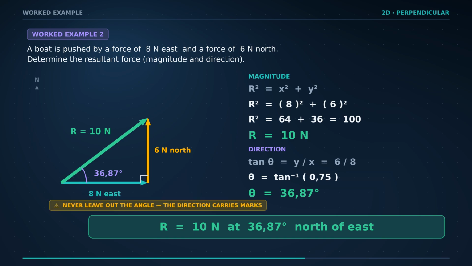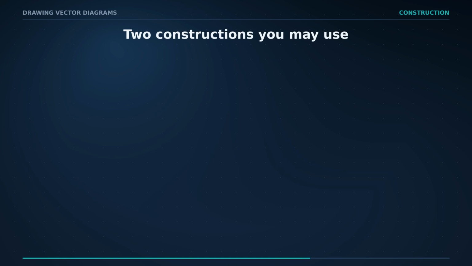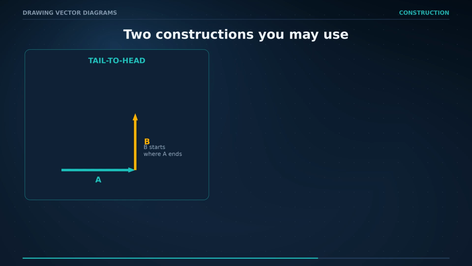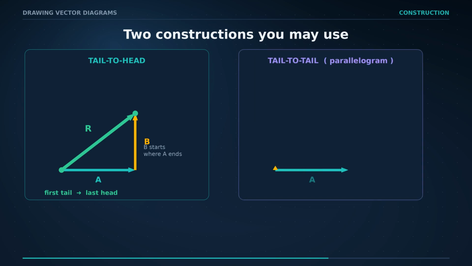Never leave out the angle. The direction is worth half of the marks. 2 constructions are allowed. Tail to head. Draw the first vector, then start the second vector where the first one ends. The resultant runs from the very first tail to the very last head. Or tail to tail. Draw both vectors from the same point and complete the parallelogram. The diagonal is the resultant.